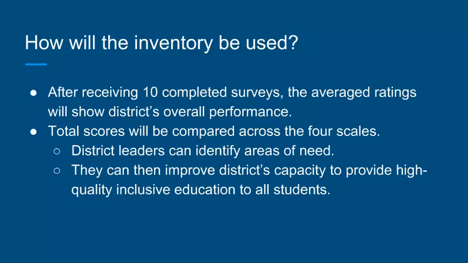I will calculate scale totals and calibrate the scales so that total scores can be compared across the 4 scales. A district profile on the 4 scales will show relative strengths and relative weaknesses. The scores can help district leaders identify the 1 or 2 domains of inclusive instructional and organizational leadership that need the most work. Improvement of the practices in these domains will improve the district's capacity to provide high-quality, inclusive education to all students.